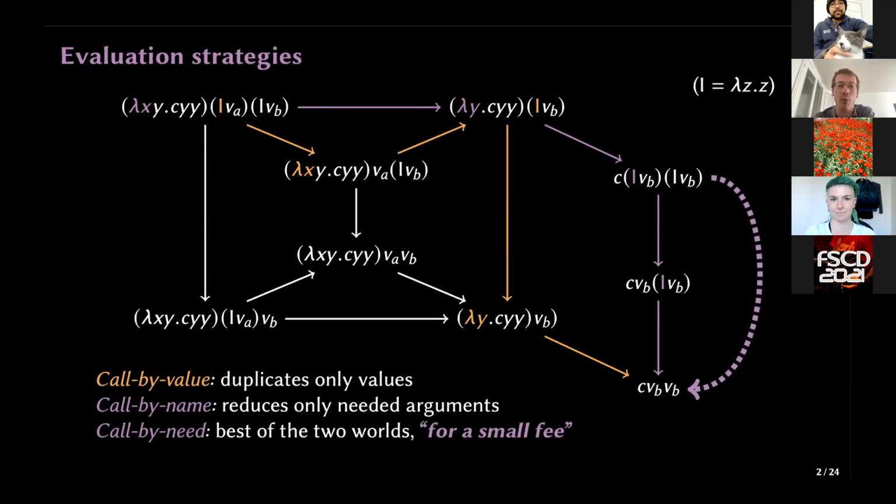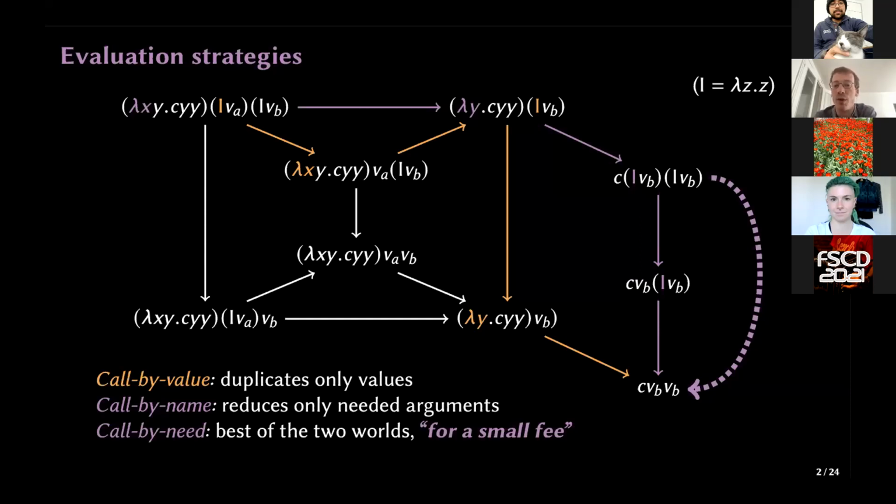For instance, most programming languages use call by value, which is the path in orange here, characterized by the fact that in a function application, we first evaluate all the arguments and then only apply the function. This is the strategy Axel was studying. Another, opposite strategy is called by name, in violet here, in which we do not evaluate the arguments at the beginning. We just apply the function and then evaluate the arguments if and when they are needed.